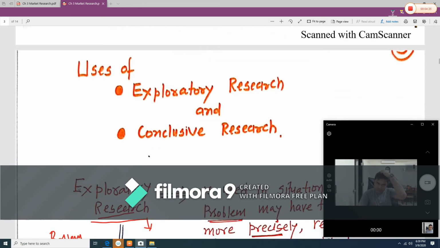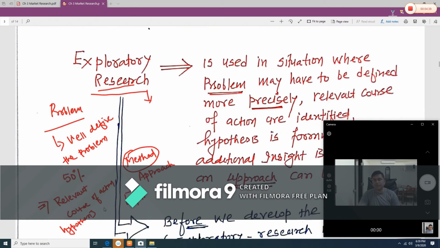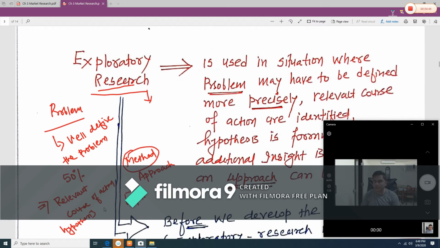Now let us understand the uses of exploratory research and conclusive research. First of all, let us understand what is exploratory research. Exploratory research is a situation where the problem may have to be defined more precisely, whatever the problem that you have at your hand. So first of all, you need to understand the problem itself. Unless you understand the problem in a much detailed way, in a much precise way and much clearer way, you are not going to find out the solution.